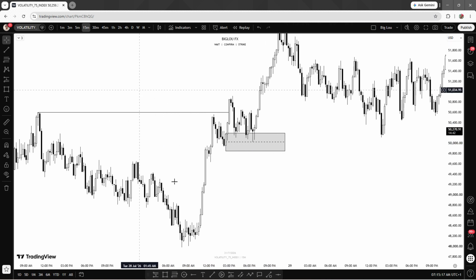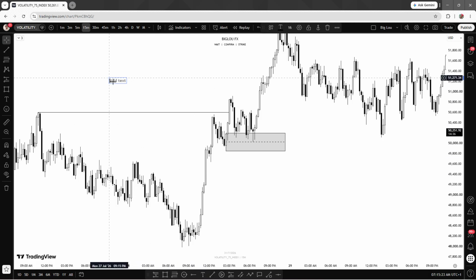What validates a demand zone or a supply zone is, number one, it is going to break structure. Number two, there must be some form of imbalance. Number three, it must be at the premium or the discount zone. So demand zones must be on the discount of the range.